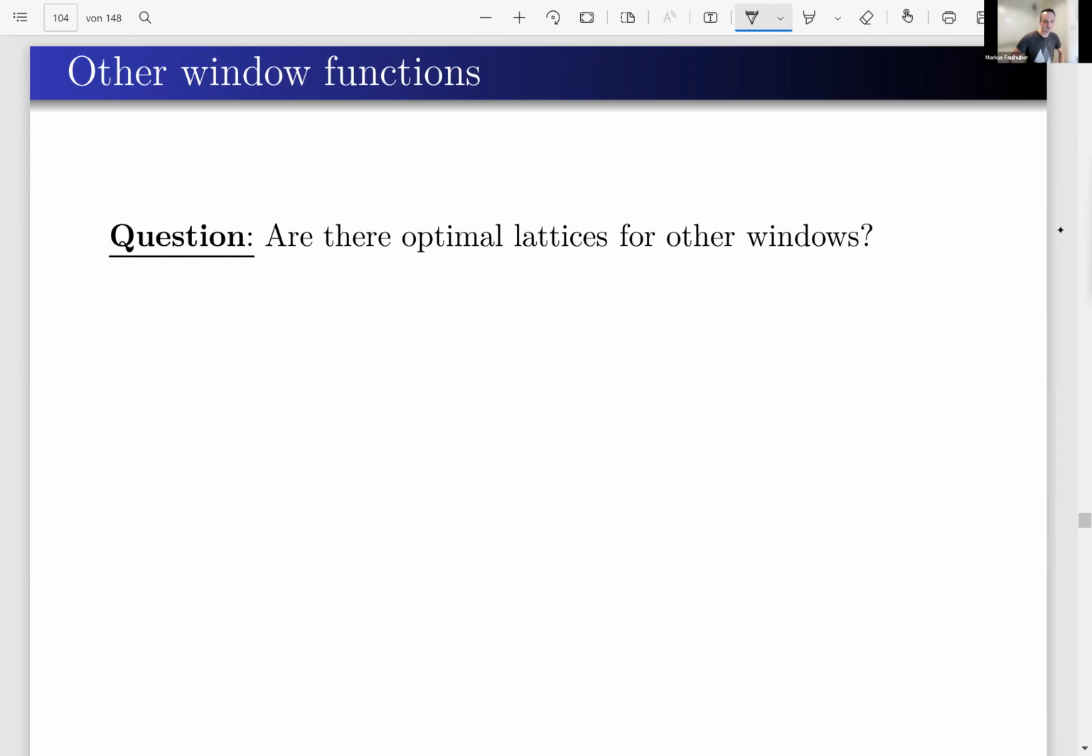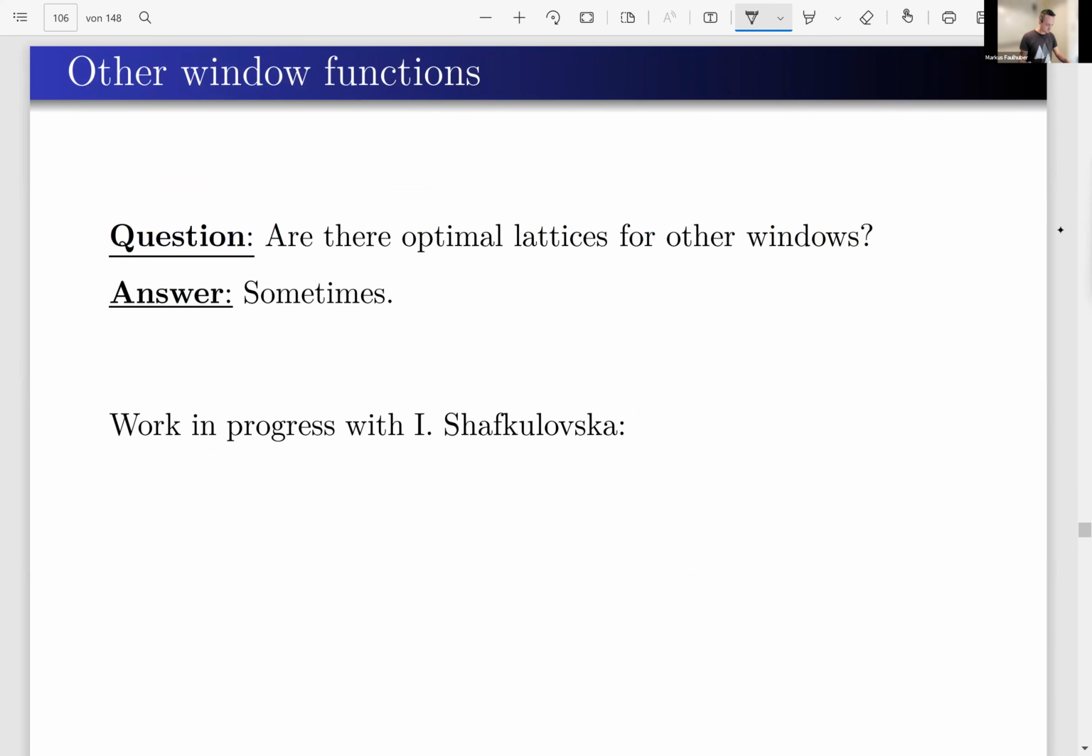Is there something maybe for other window functions? Are there optimal lattices if we replace the Gaussian by something else? And the answer is, well, it's not quite surprising, sometimes. So this is ongoing work in progress with Irina Shavkulovska, who is a PhD student at our faculty at the moment. So I recommend that you follow her career closely. I expect that she has a bright future ahead.